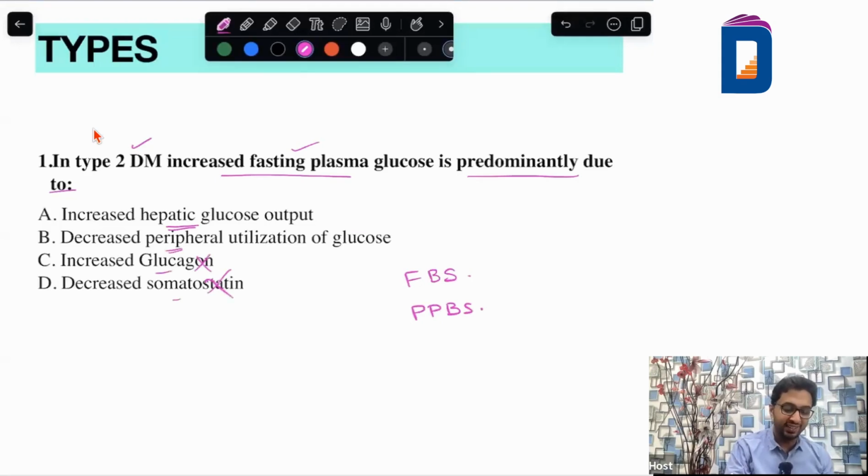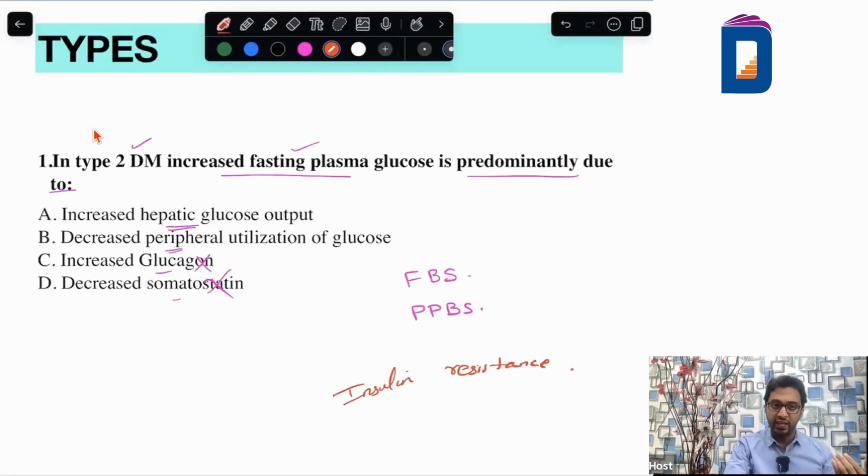It is not B, decreased peripheral utilization. Now I'll tell you why exactly. What is the reason? As I've told you, both of them increase, so two possibilities. Now, what is the problem associated with type 2 diabetes mellitus? We said type 1 is autoimmune. What is the problem associated with type 2? It is basically insulin resistance. Please note, in type 1, there is very little or no insulin.